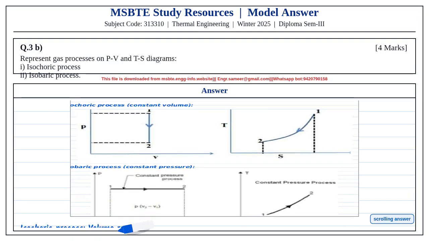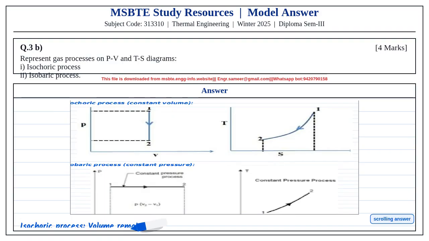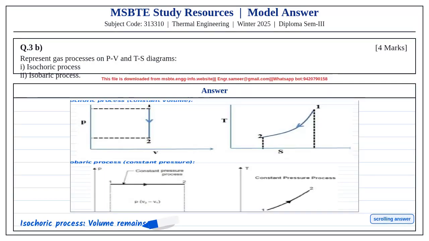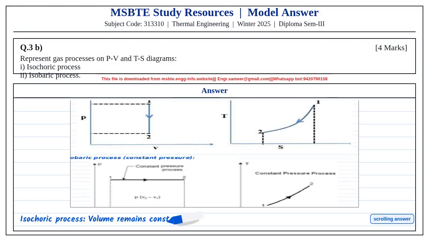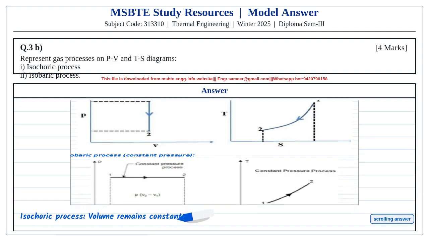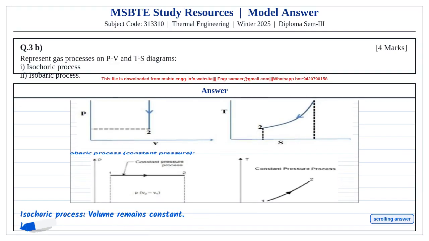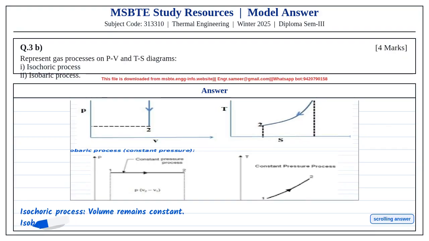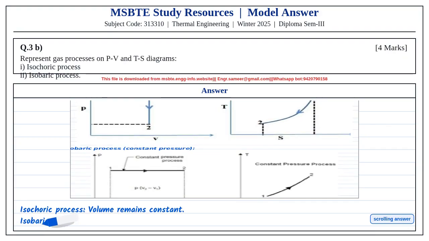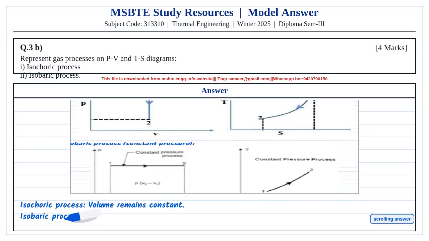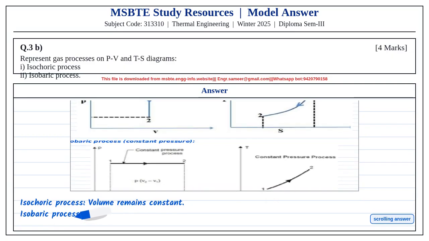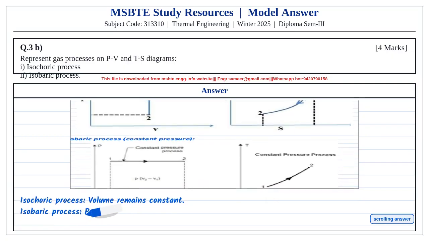For isochoric process, volume remains constant. In the PV diagram, this is shown by a vertical line. For isobaric process, pressure remains constant. In the PV diagram, this is shown by a horizontal line. Also observe the direction from state 1 to state 2.